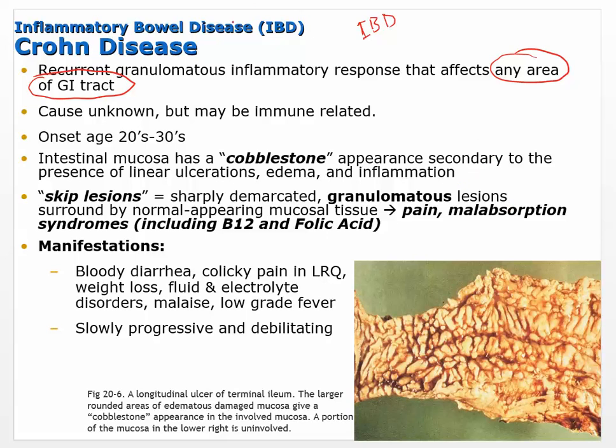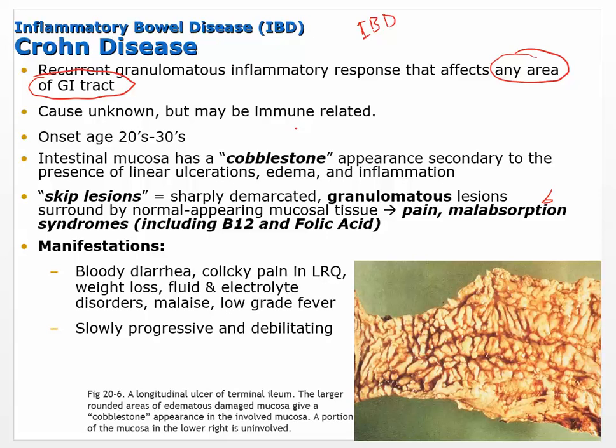So Crohn's disease, that's the one we're talking about now, can also be the small intestine. So it can be the colon or it can be the small intestine. That's important for some of these things like malabsorption, which we'll get to. So the cause is unknown, may be immune related.